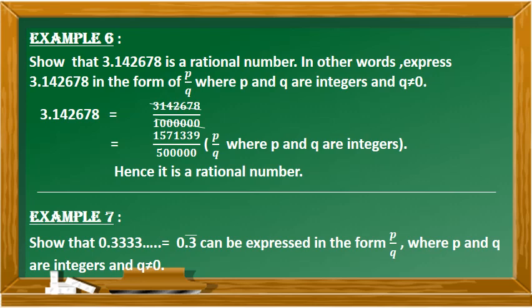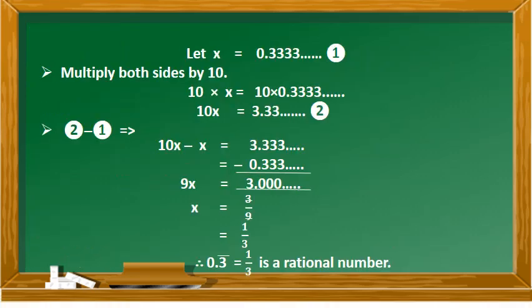Example 7. Show that 0.3333 dot is equal to 0.3 bar can be expressed in the form of P by Q, where P and Q are integers and Q is not equal to 0. We do not know what 0.3 bar is. Let us assume x is equal to 0.333 dot and let it be equation 1.